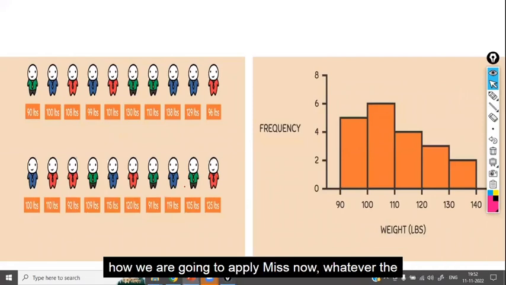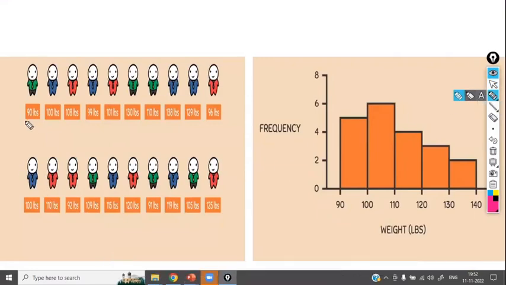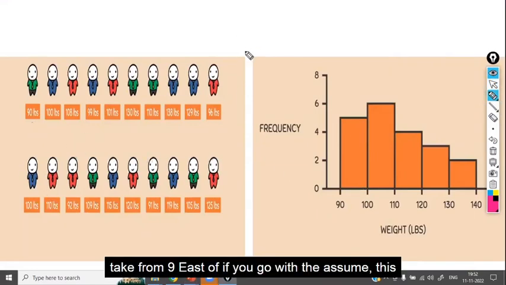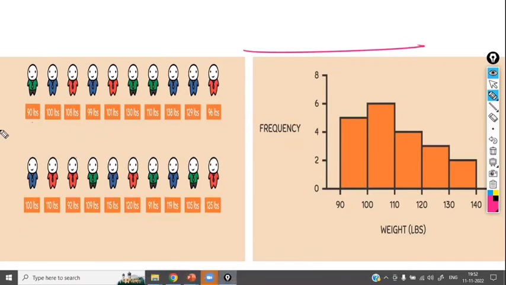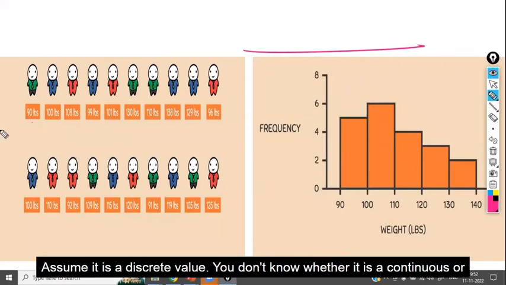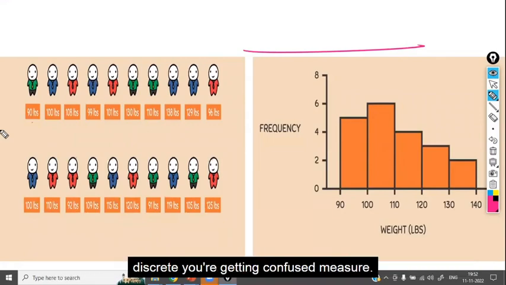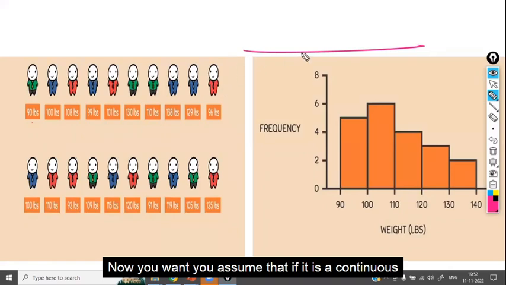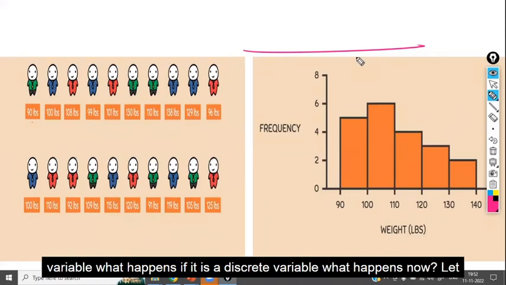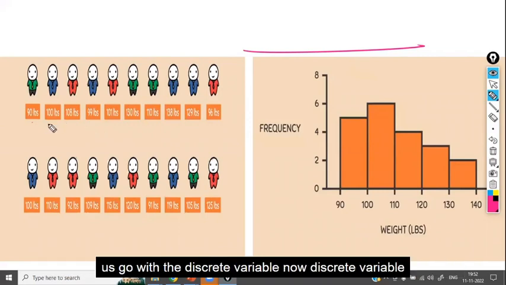Whatever data we are having, assume this is a discrete variable. You don't know whether it is continuous or discrete, and you are getting confused. Assume it. Now, if it is a continuous variable, what happens? If it is a discrete variable, what happens? Let us go with the discrete variable.